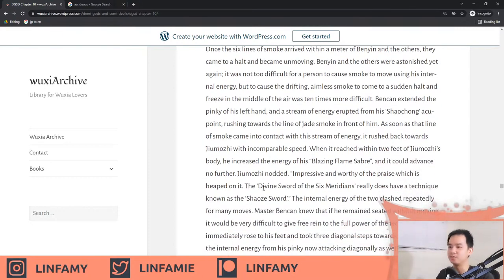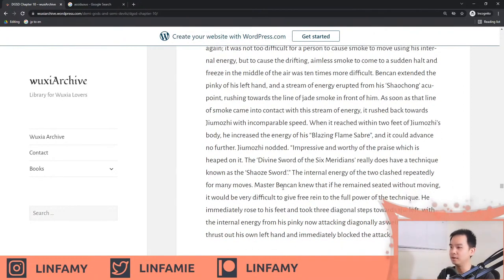As soon as that line of smoke came into contact with this stream of energy, it rushed back towards Jiumozi with incomparable speed. When it reached within 2 feet of Jiumozi's body, he increased the energy of his blazing flame saber, and it could advance no further. Jiumozi nodded. "Impressive, and worthy of the praise which is heaped on it. The divine sword of the 6 meridians really does have a technique known as the Shaozi sword."